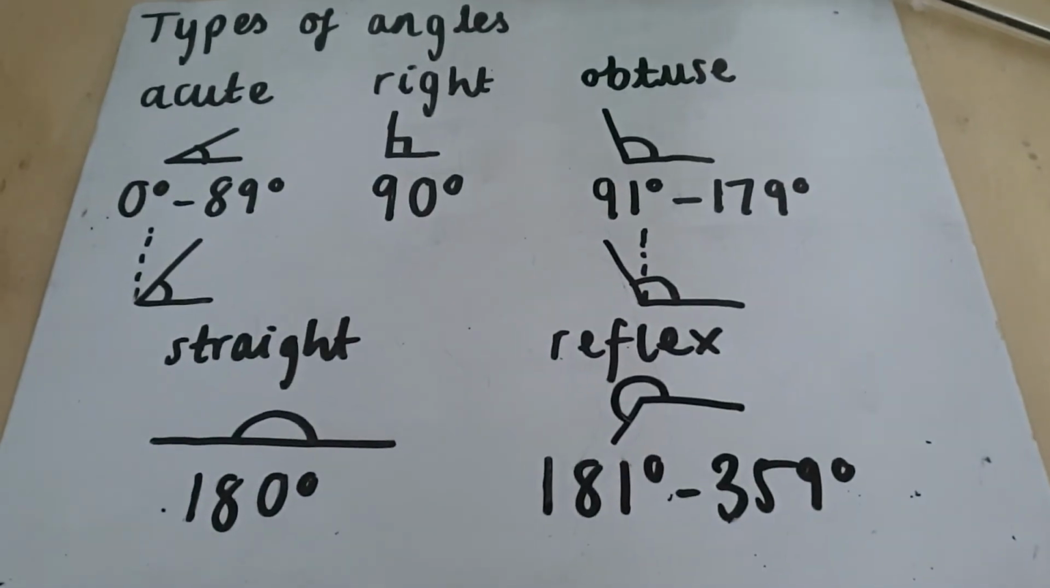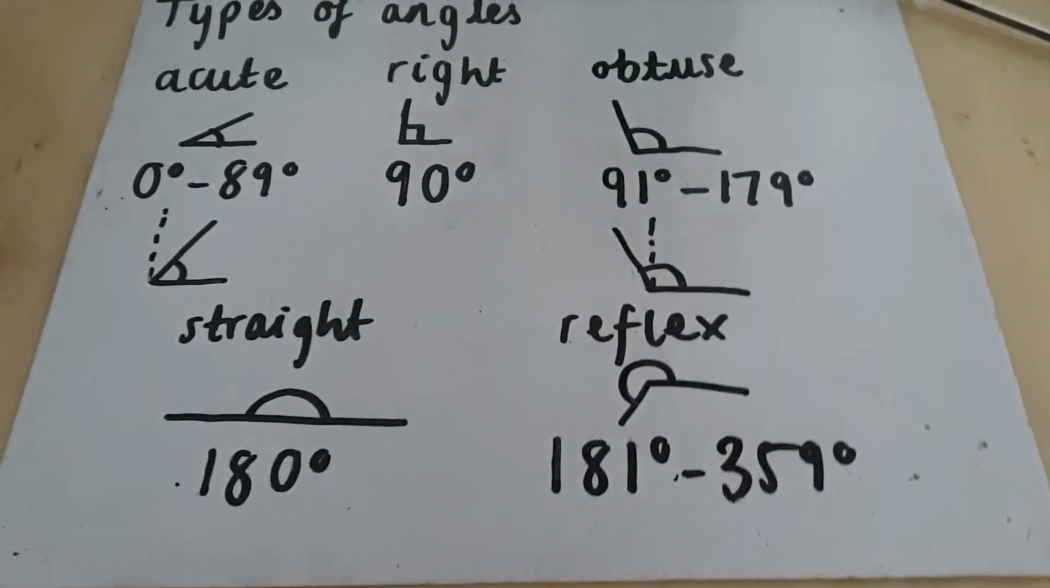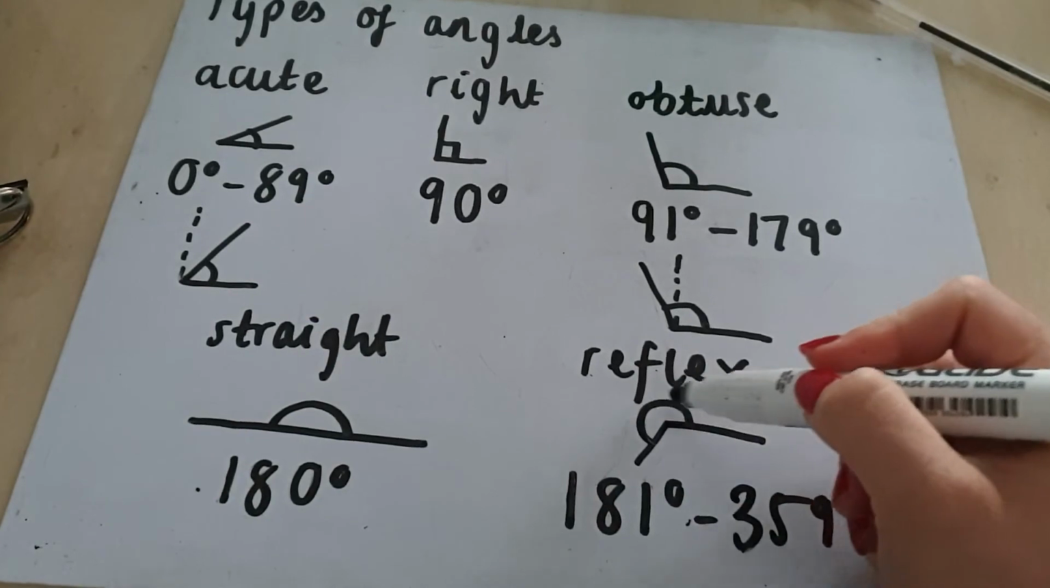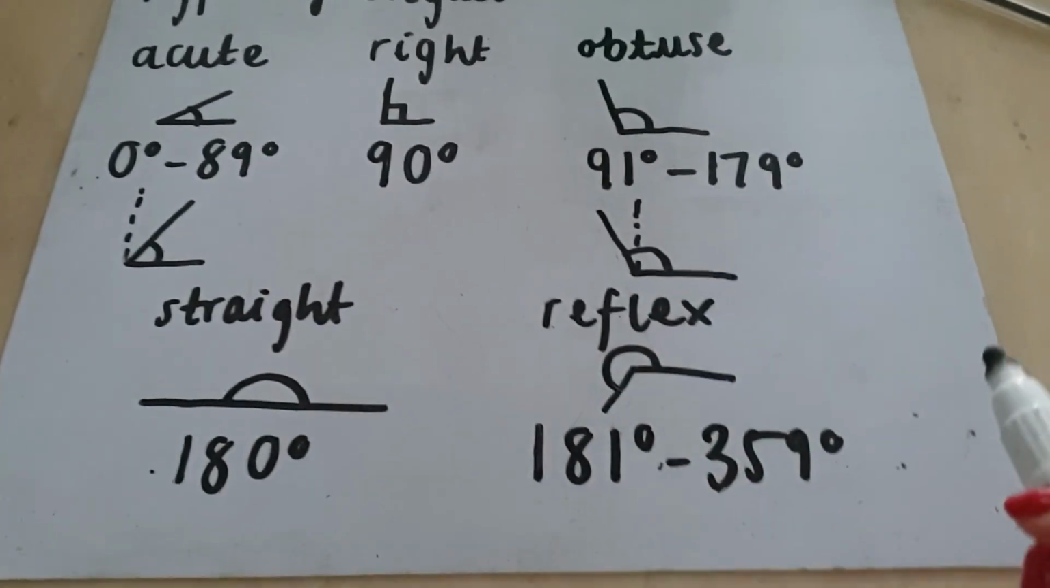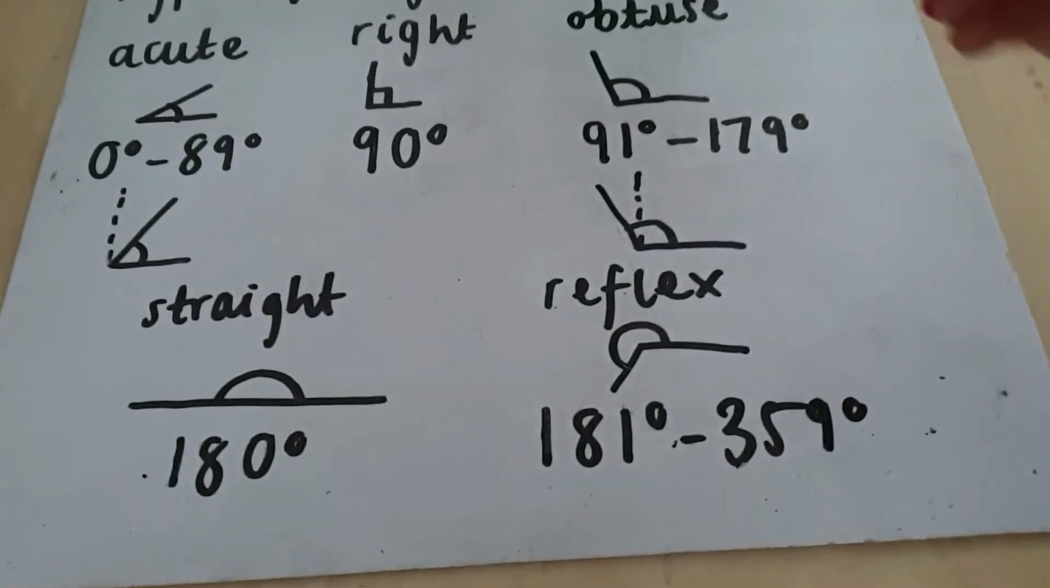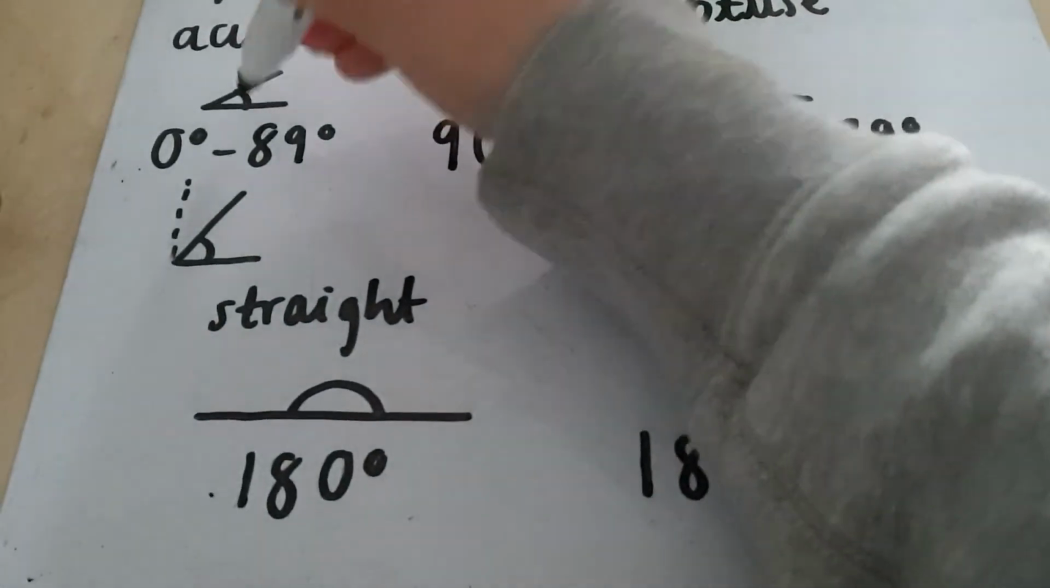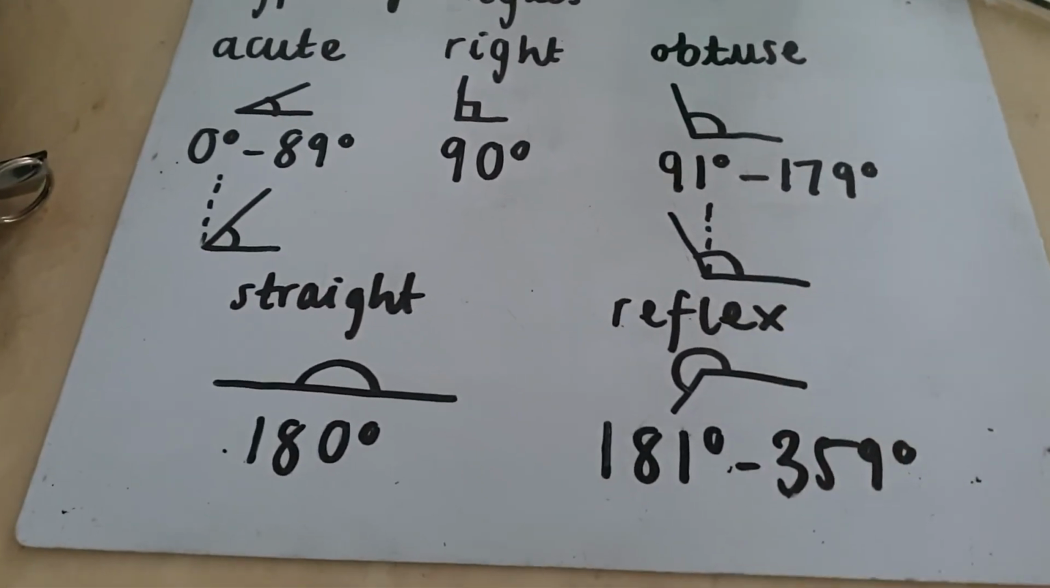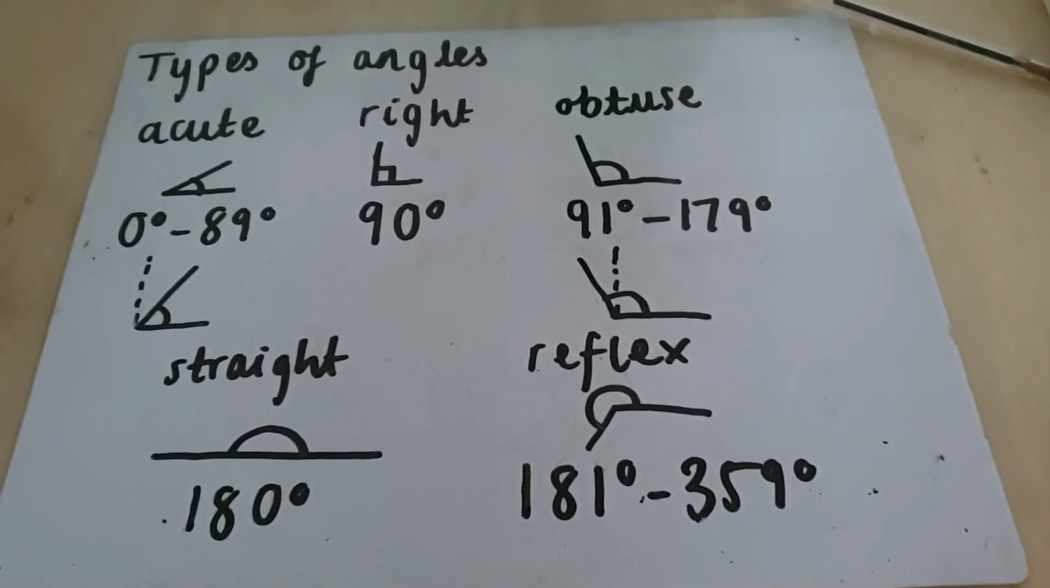Can you notice the difference? The difference is the angle is on the outside because it's such a big angle, okay? The other angles are on the inside, like so. This one goes all the way around and it's almost like a full circle, okay?